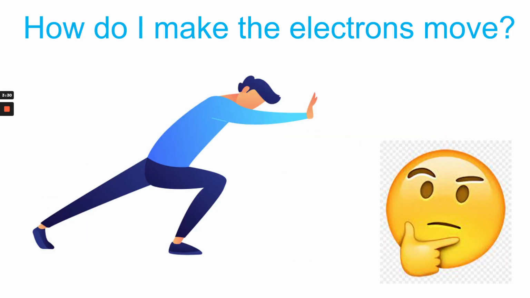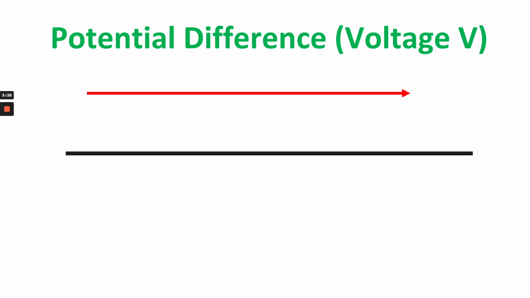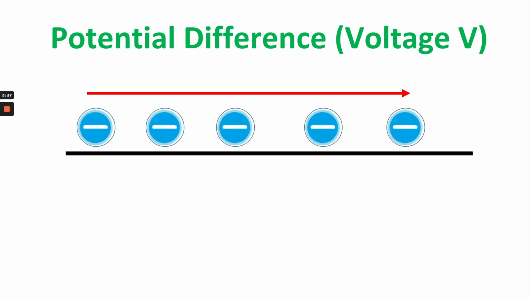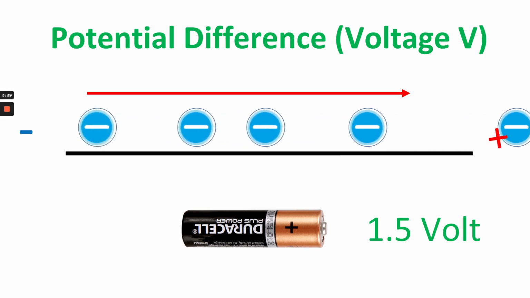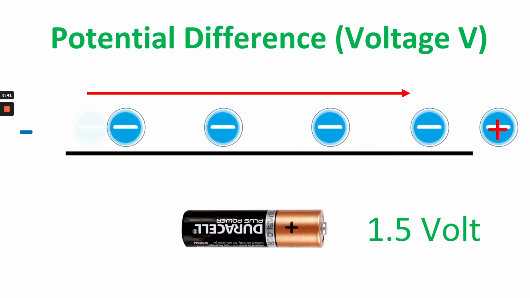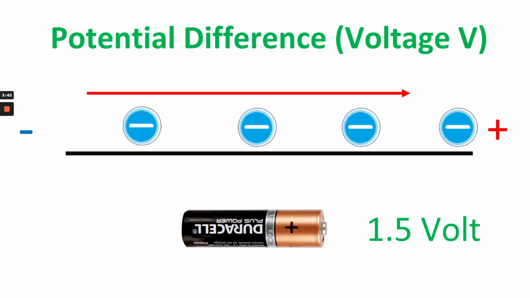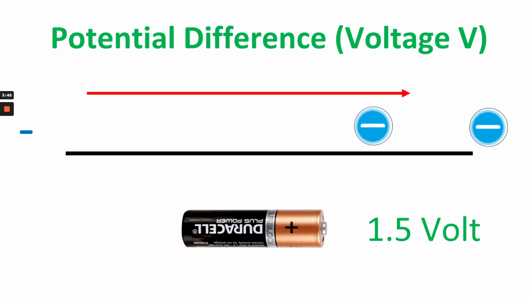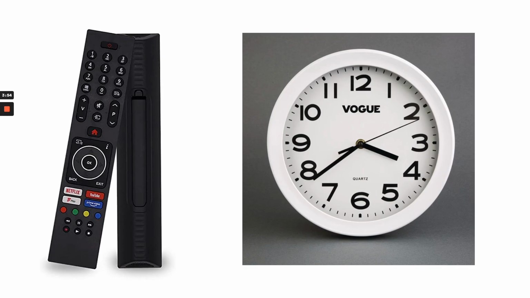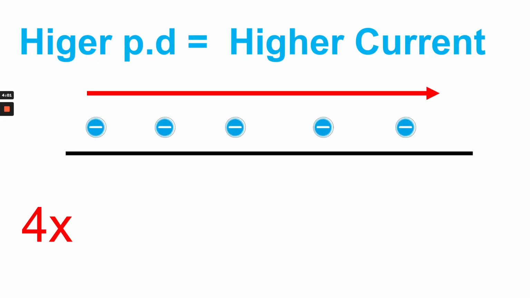Here is where our next thing, potential difference, comes in. Potential difference, or voltage as it used to be known, is inducing a positive and negative charge, or a potential difference, across the wire. Now, electrons are negatively charged. They will be attracted to the positive end of the battery. Now, a 1.5 volt battery is pretty small, so that will be used for like remote controls or, I don't know, clocks.